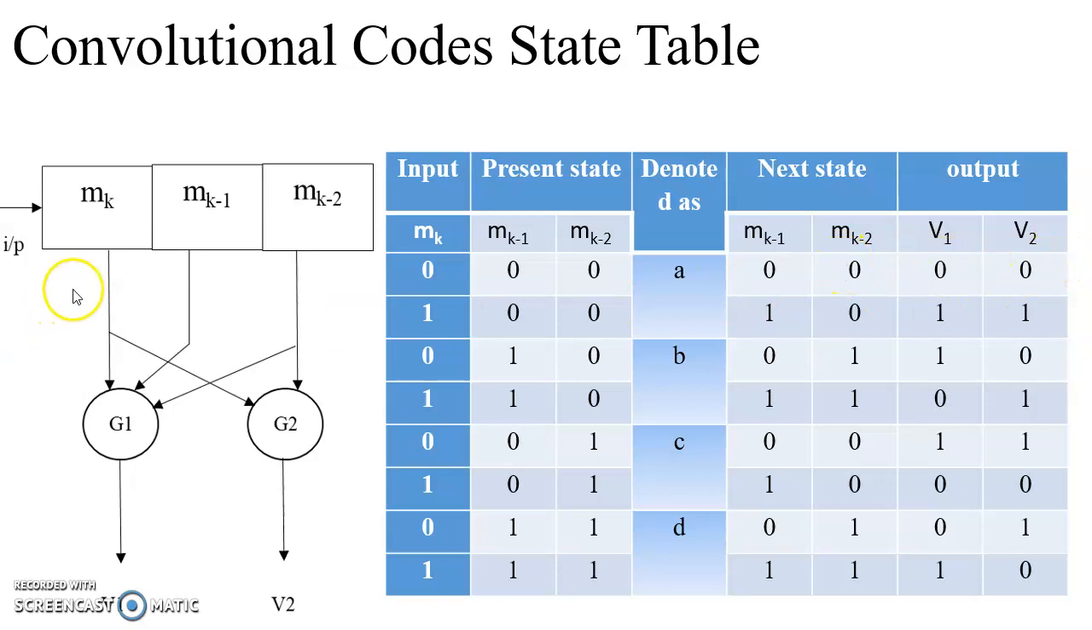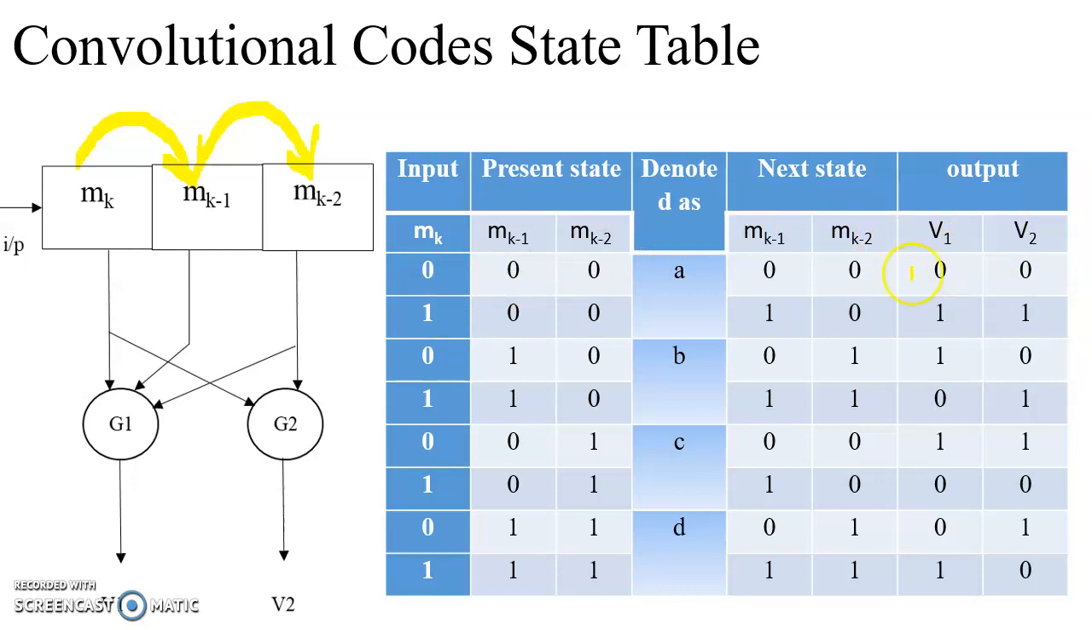For the next state, the present state is Mk-1 and Mk-2. For the next state, the contents of Mk move to Mk-1 and the contents of Mk-1 move to Mk-2. So the present state is 0 0, the input is 0, so the next state is the content of Mk moving to Mk-1, so this 0 goes here and it will be 0 for Mk-1. The 0 from here moves to Mk-2, so it will be 0 for Mk-2. So you just have to shift.